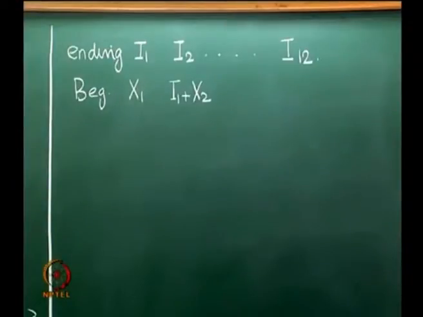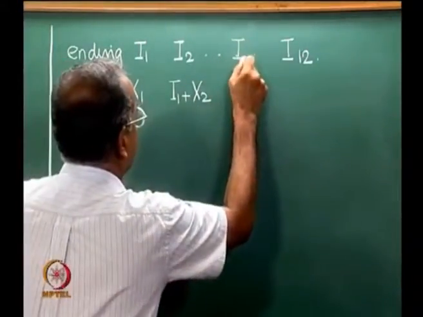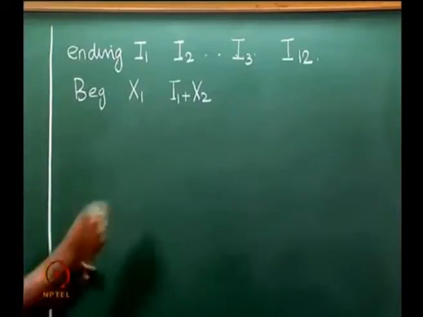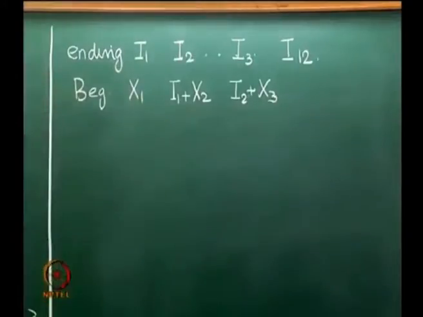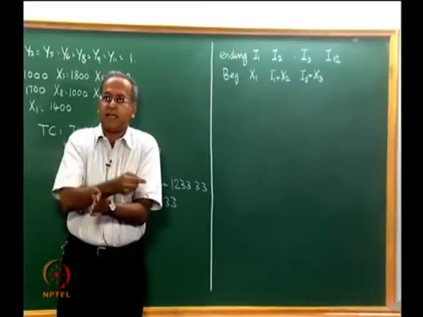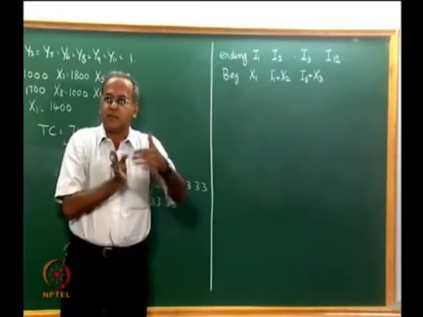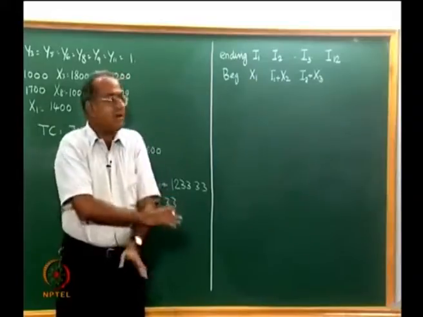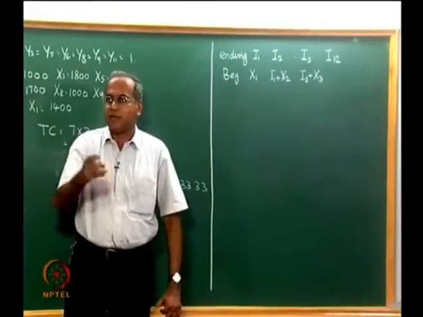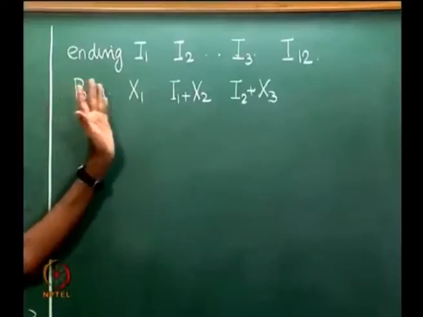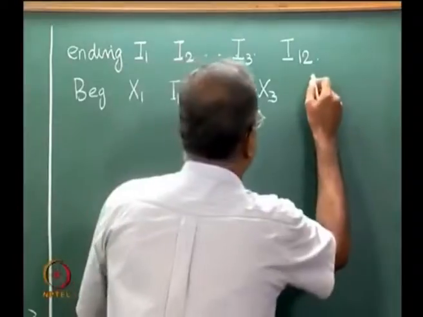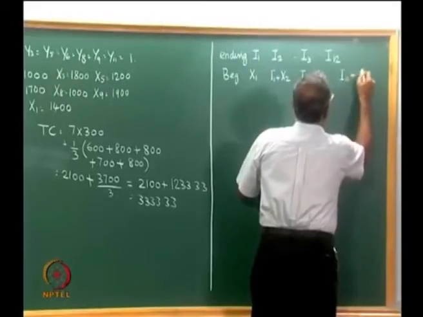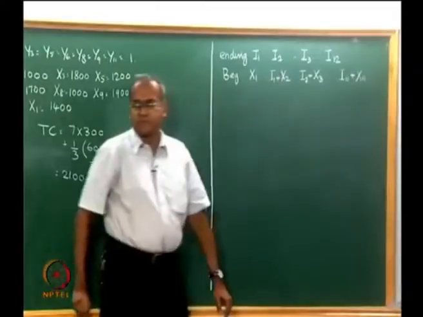Now for the third period, the ending inventory will be I3, but the beginning inventory will be I2 plus x3, because I2 is the inventory that is available at the end of period 2, and at the beginning of period 3 we are adding an x3. So I2 plus x3 is the beginning inventory for period 3, I3 is the ending inventory for period 3. So this way we can write all the beginning inventories and ending inventory terms.